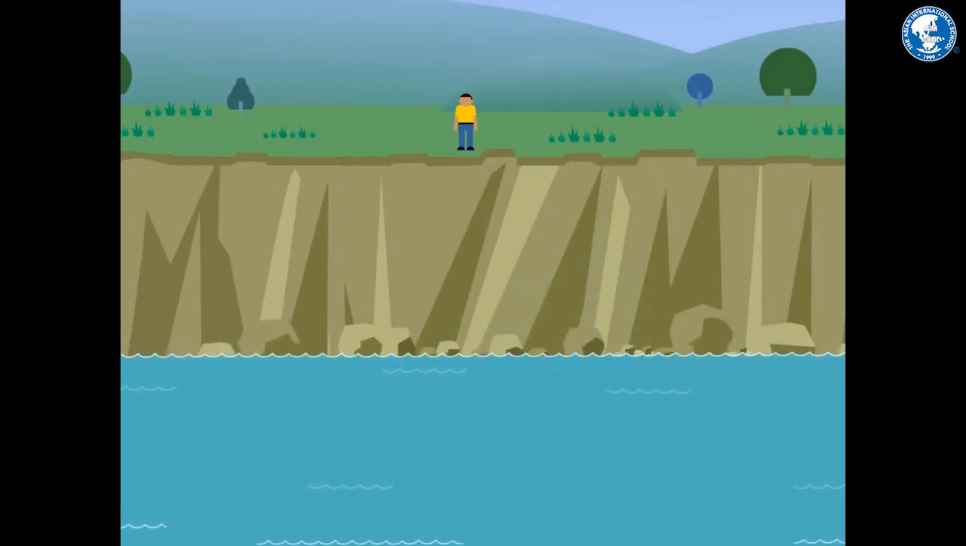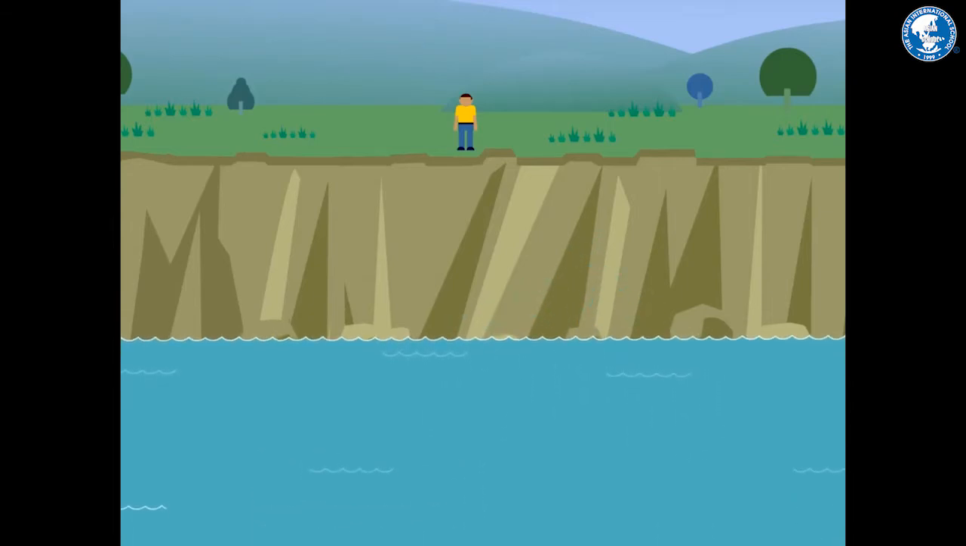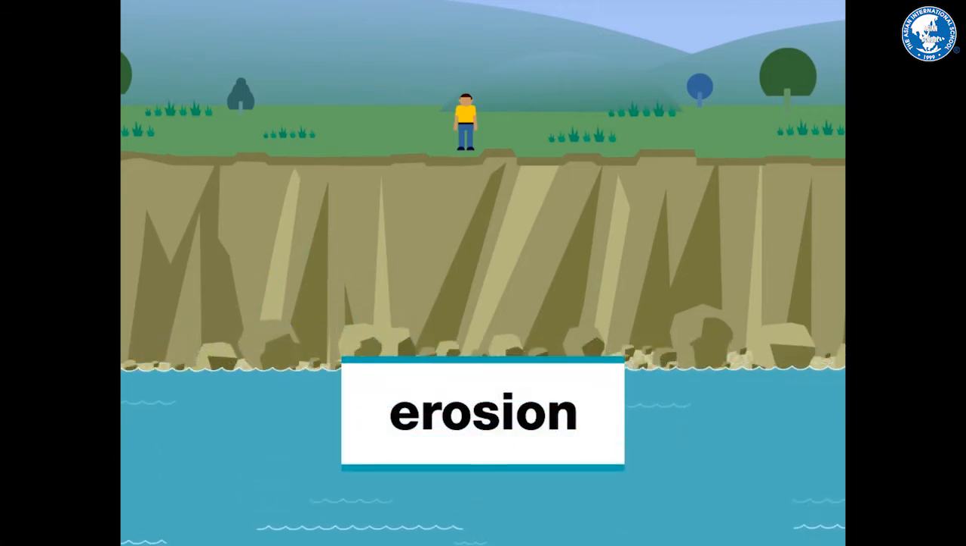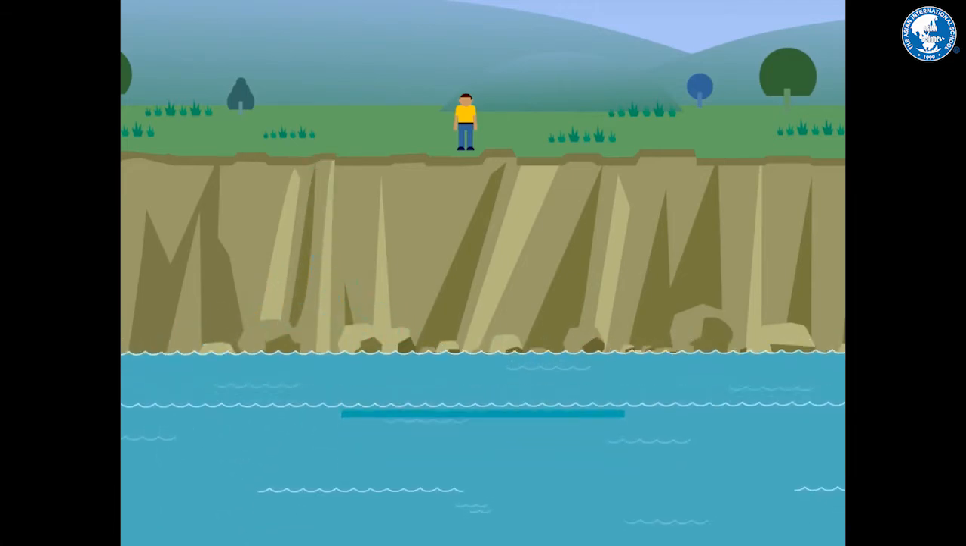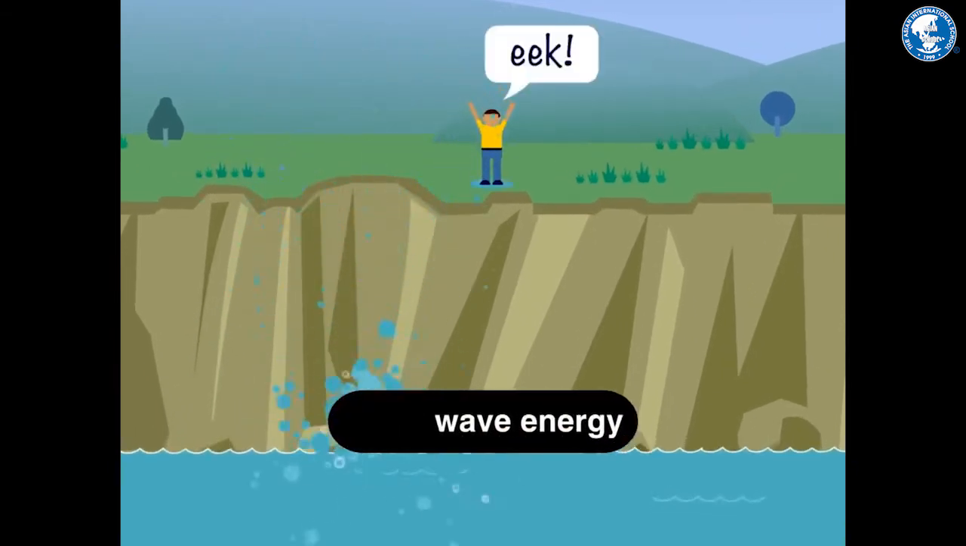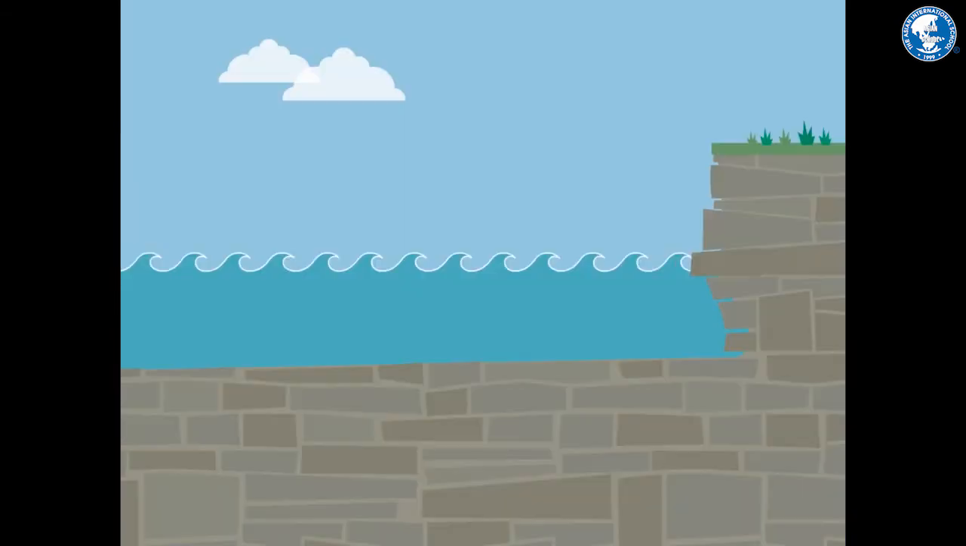So, how do waves do this? They wear away our coastline through a process called erosion. The amount of erosion depends on the type of rock that forms the coastline and the energy of the waves. Waves erode our coasts in 4 different ways.